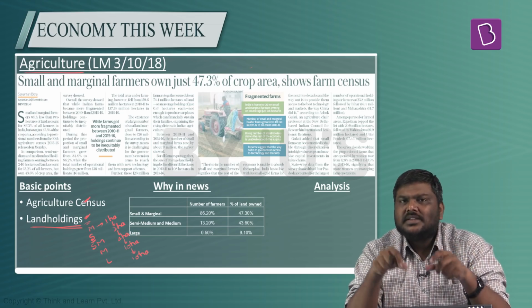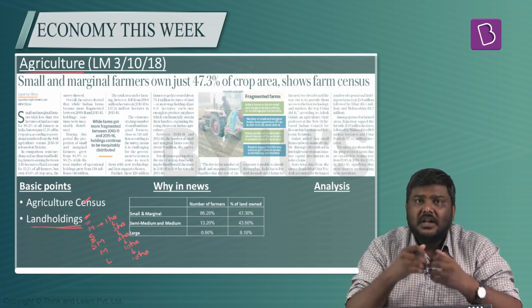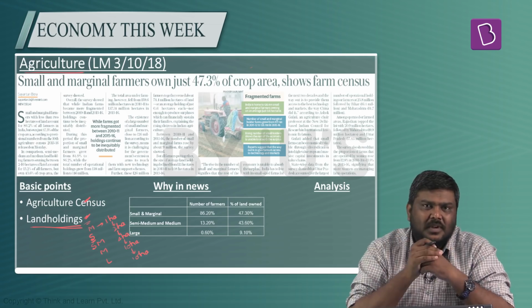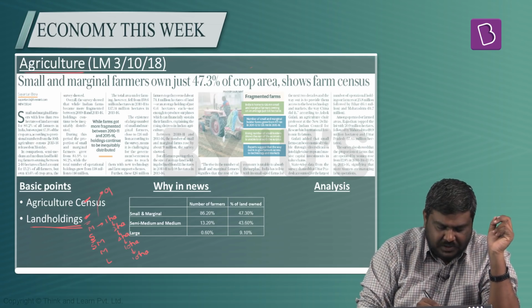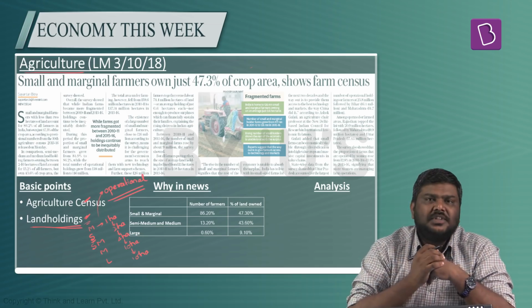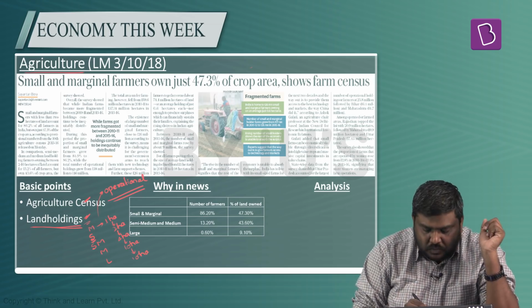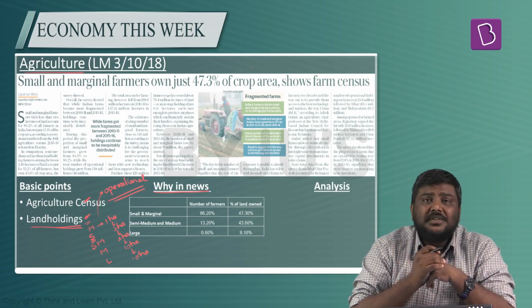So whenever the agriculture census is conducted, the land units which are used for cultivation purposes will be kept under this particular classification. And the total number will be referred as operational holdings. Now, what has been the situation with respect to operational holdings in India? Let's try and understand. So, why is this particular issue in the newspaper? One, you need to understand this.